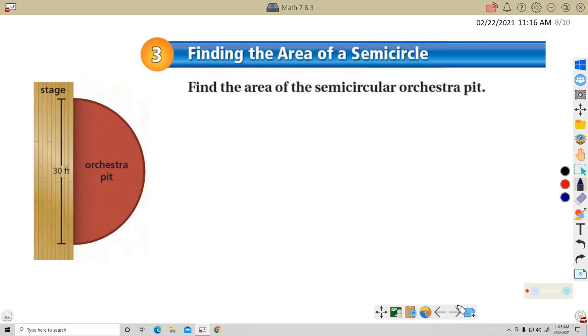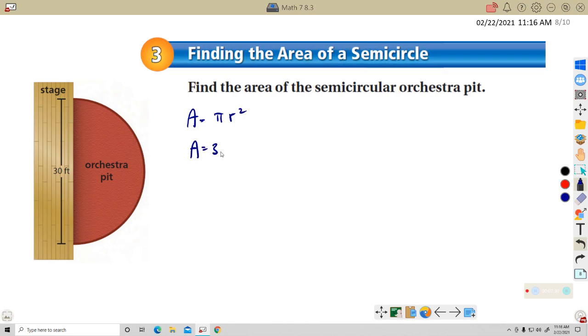Let's take a look at the last example here. Finding the area of a semicircular orchestra pit. When we did circumferences, we know that for a semicircle, we just take that circumference and divide it by 2. Well, the same is true for area. We're going to find the area of the entire circle and then cut it in half, so we get just half of the area left. So I've got area equals pi r squared.